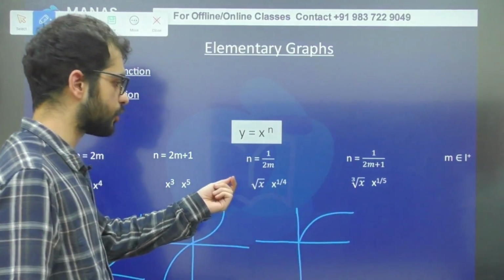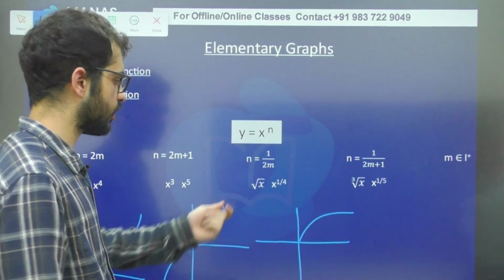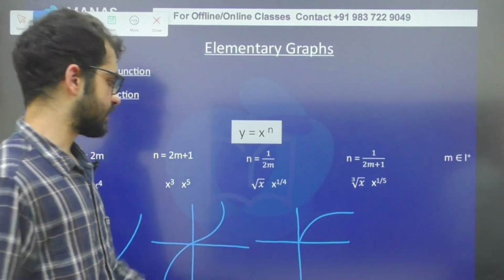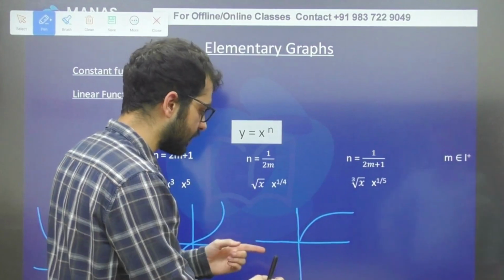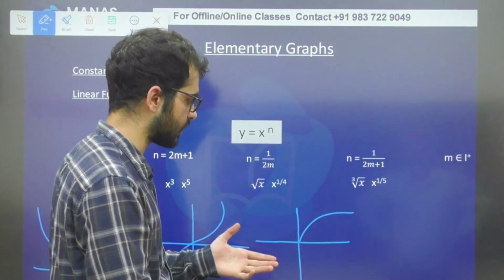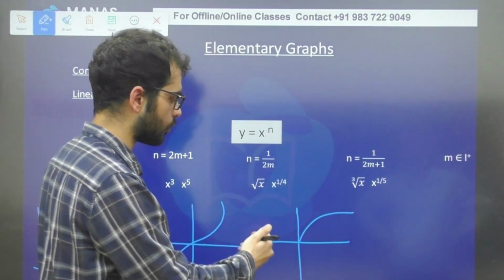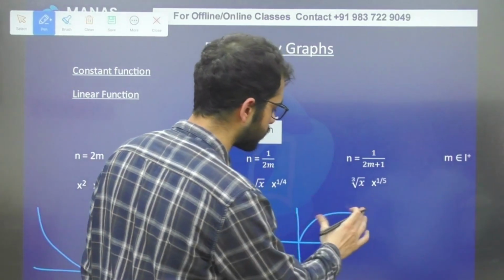Since I cannot input any value that is negative for x, in this case as we see x cannot be a negative value. A negative cannot come inside the root, and the output also cannot be negative, therefore the graph will be limited to the first quadrant.